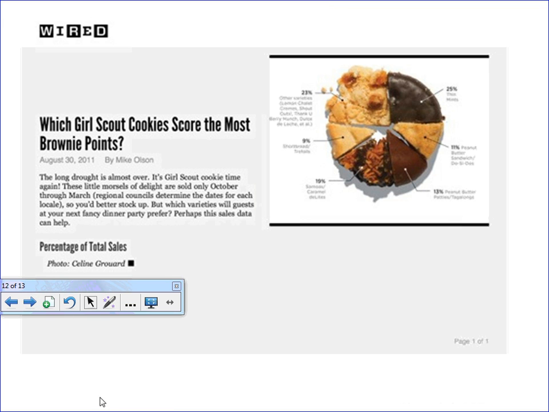Okay? Last little piece, which Girl Scout cookies score the most brownie points. So this is the sort of graph that you see all over the place with the various Girl Scout cookies, 25% Thin Mints, and that's about all we can say about that.